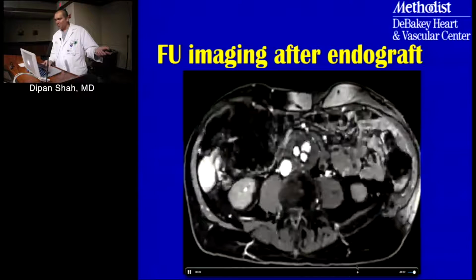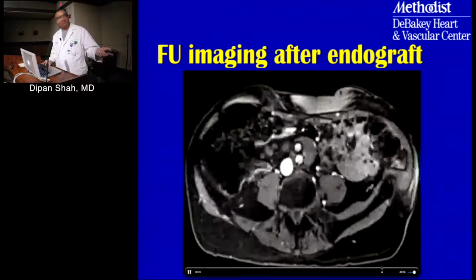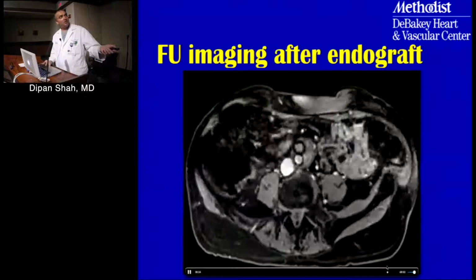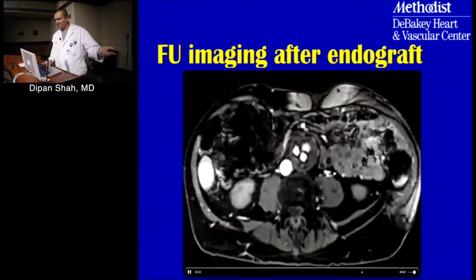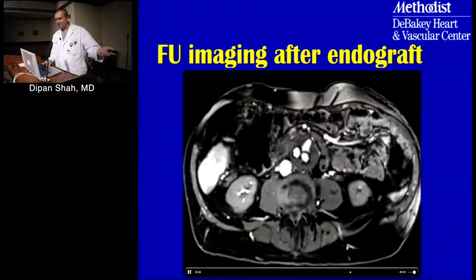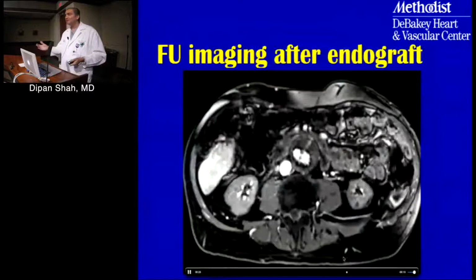Okay, and then as we go down further, you can see the distal seal zone, because this is all still grafted, right? And then you can see the distal seal zone is not an issue because there's no contrast down here. So in fact, there's basically in the middle of the graft, and it looks like it's communicating with the IMA, so this is likely a type 2.